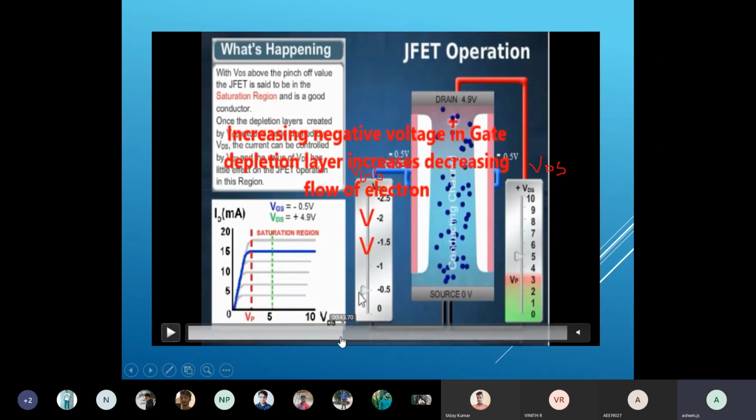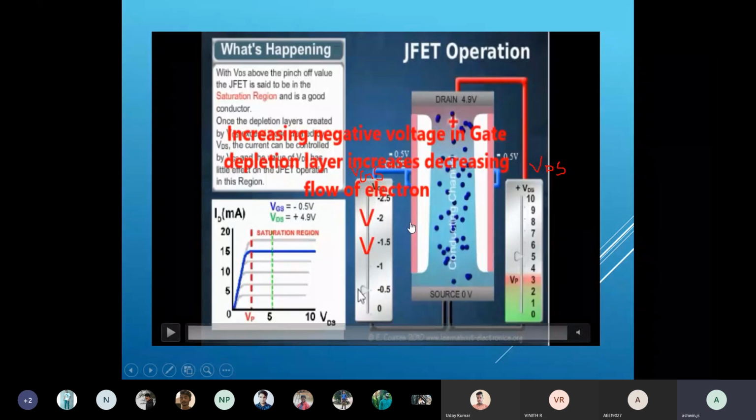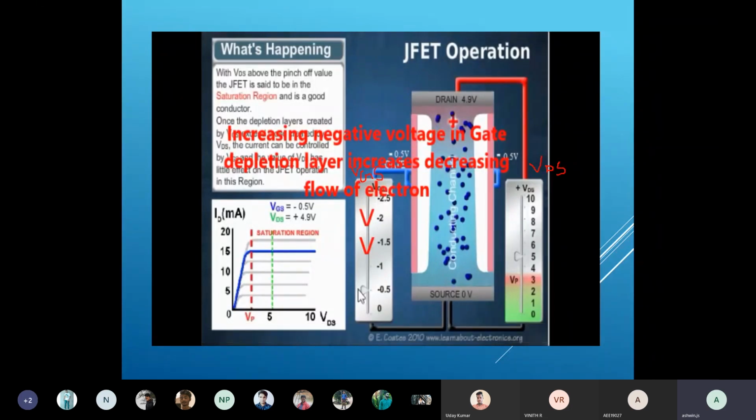Do you know what the reason is? Can anyone tell what the reason is? I am giving the gate negative and the current flow is decreasing. Can anyone explain why, if I give a gate voltage negative, the current flow is reducing?